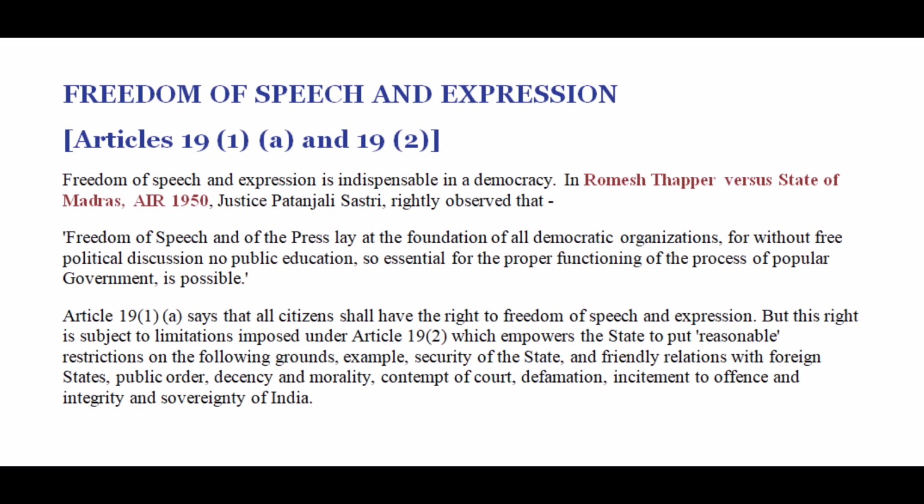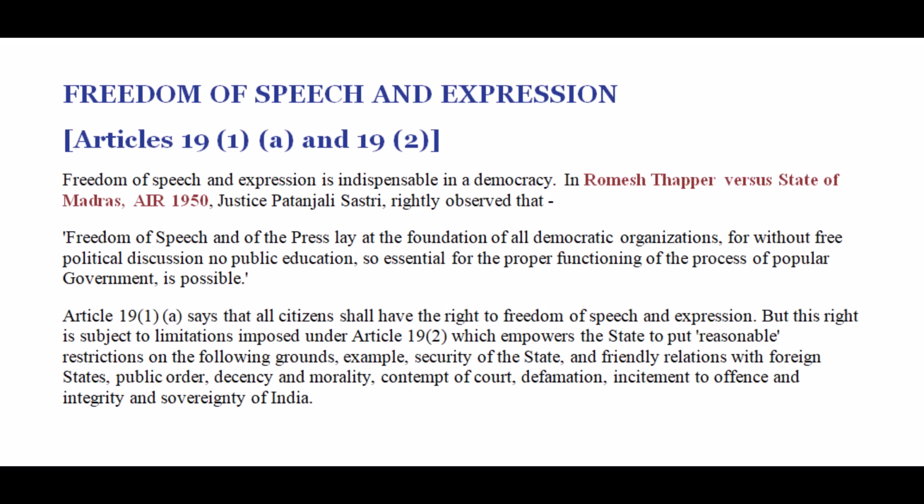In Romesh Thapar vs. State of Madras, AIR 1950, Justice Patanjali Sastri rightly observed that freedom of speech and of the press lay at the foundation of all democratic organizations, for without free political discussion no public education, so essential for the proper functioning of the process of popular government, is possible.